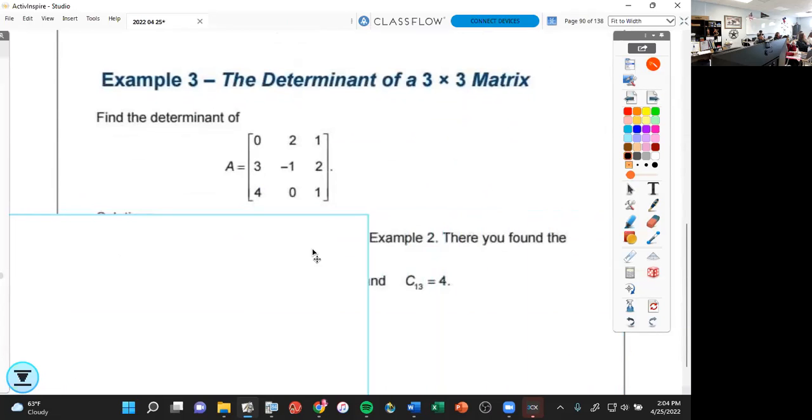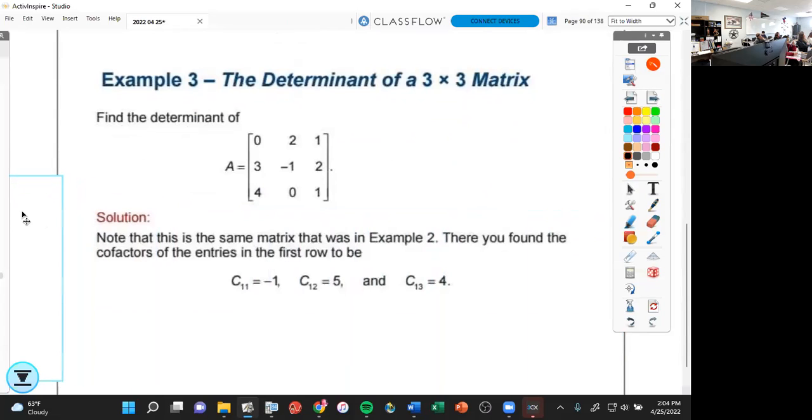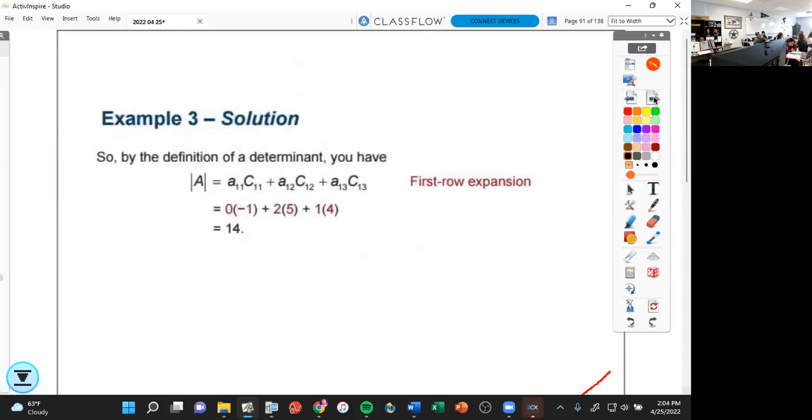Find the determinant. Yay. Here's going across. Isn't that the same matrix? Yeah. Okay, we've already done this. Okay, there you go, 14. That is the end of 10-4.